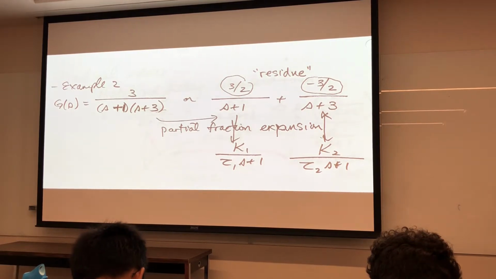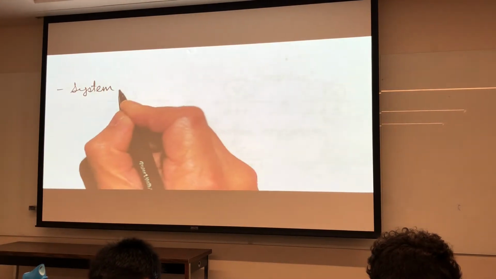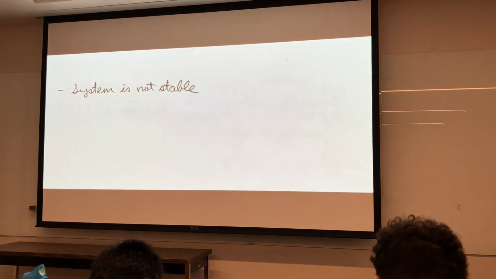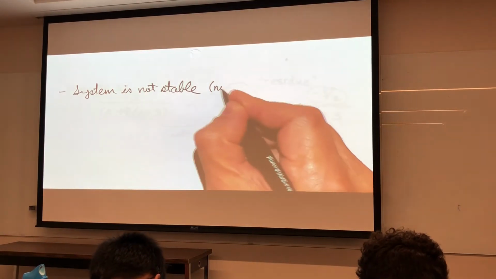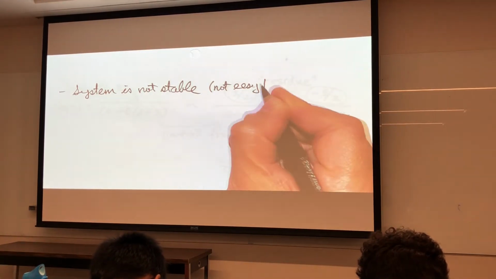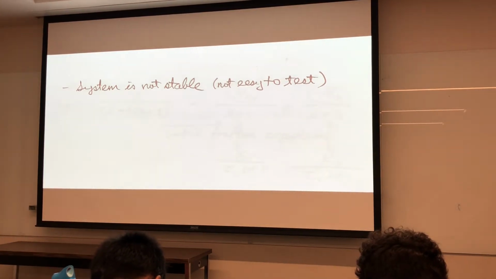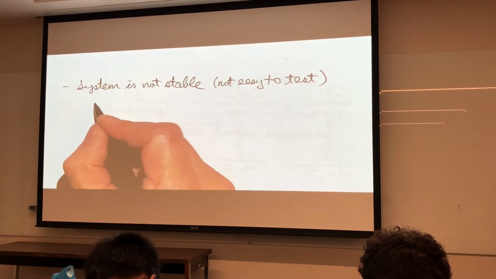All right, here's another practical issue. Maybe the system that I'm working with is not stable, cannot be tested. So an example of a system that is not easy to test, a practical example, is a DC motor.